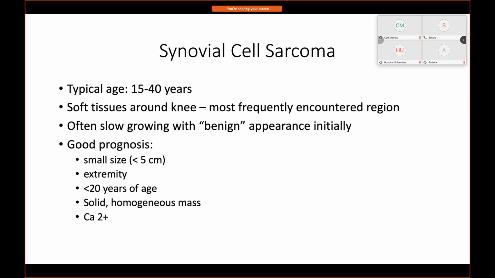There are a few parameters literature says has a good prognosis, a small size. If it happens in the extremity versus in the head and neck area or near the spine, that has a worse prognosis.